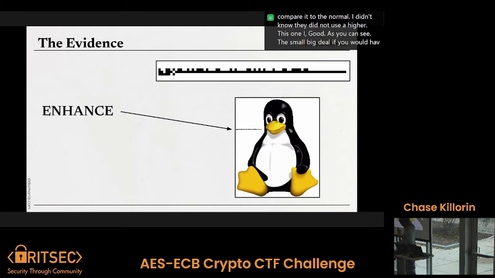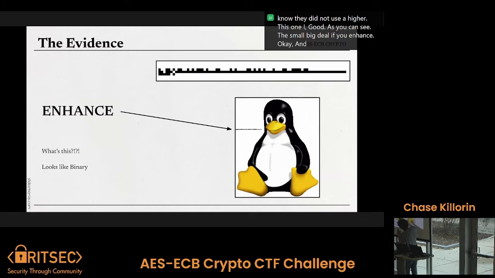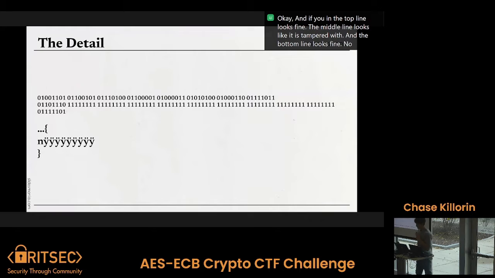If you enhance, you can see that it kind of looks like binary. The top line looks fine, the middle line looks like it was tampered with, and the bottom line looks fine. If we decrypt that, you see again you have the flag wrapper, and you have an N and a bunch of these weird Ys. This is purposely obfuscated so we can't see it, and these are the flag bytes. This is in the backup image. The encrypted image has the original ones, but encrypted.